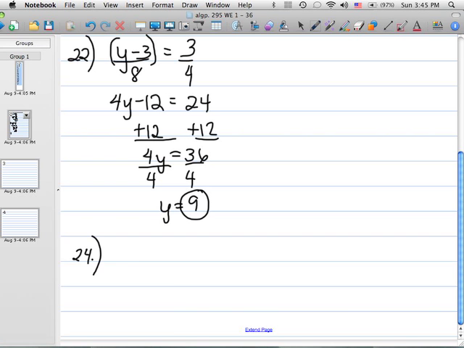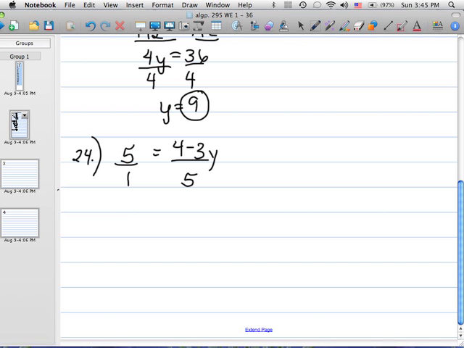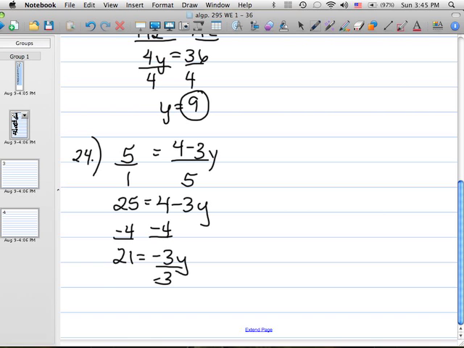24, we have 5, which we'll put over 1, equals 4 minus 3y over 5. Cross products, 5 times 5 is 25, equals 4 minus 3y. Solving for y, subtract 4 first. We get 21 equals negative 3y. Divide by negative 3, and negative 7 equals y.